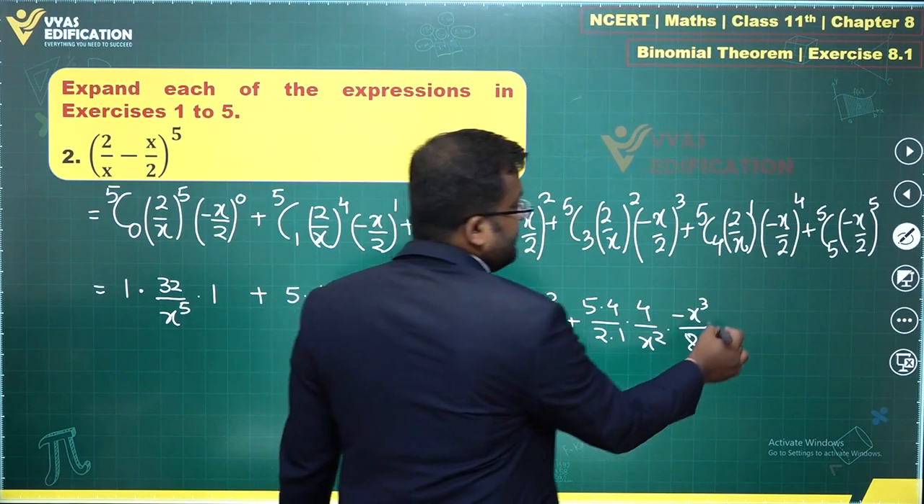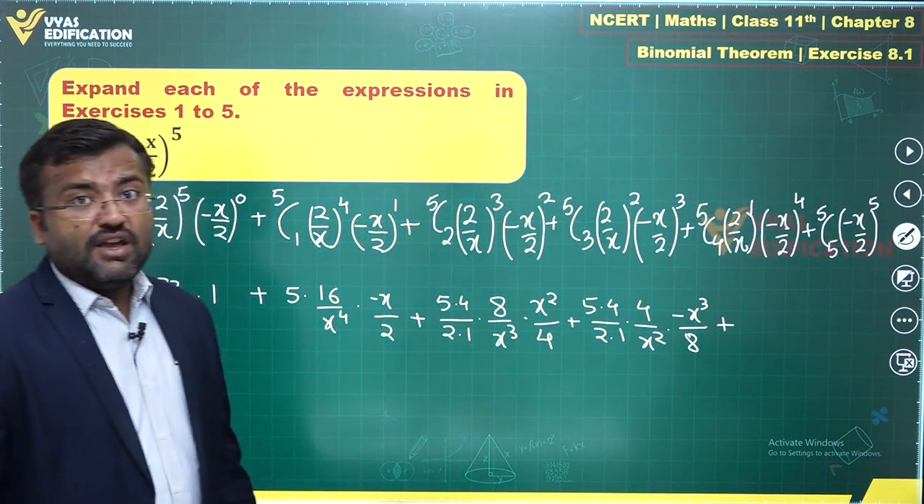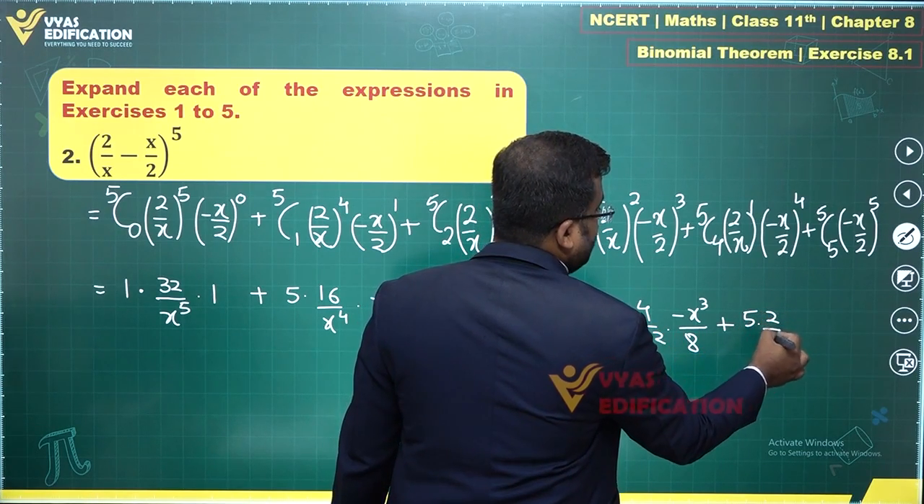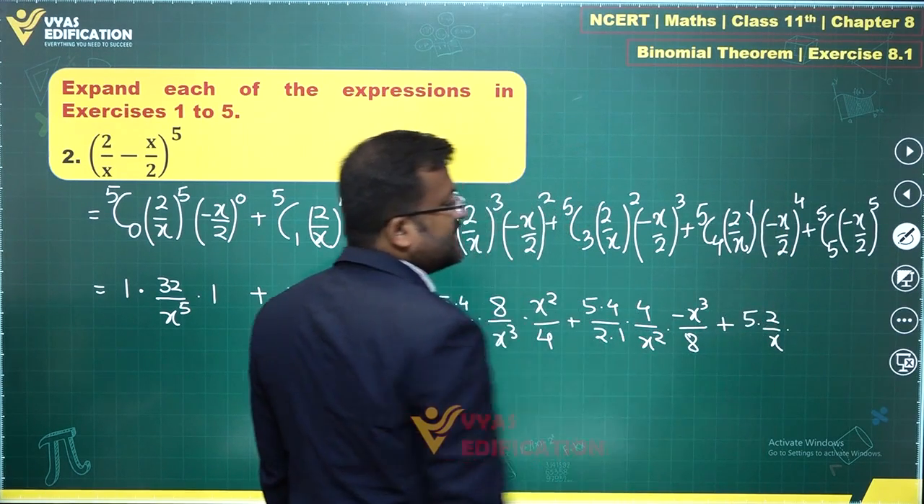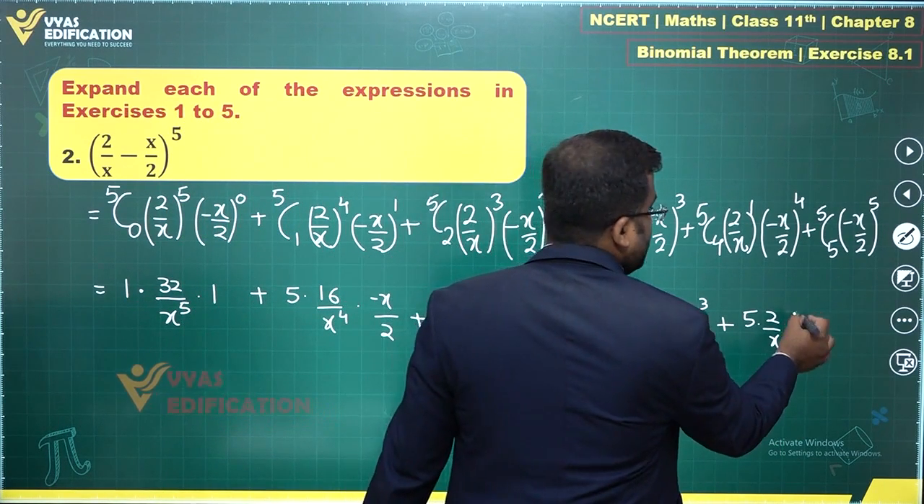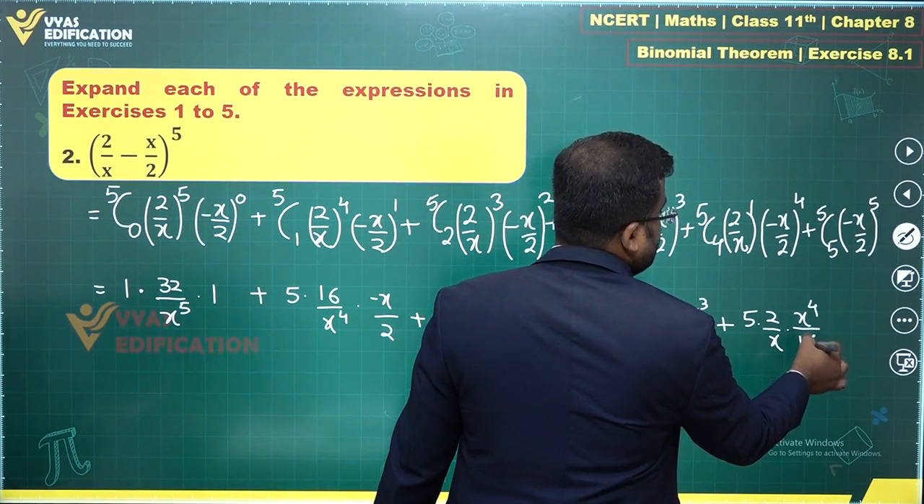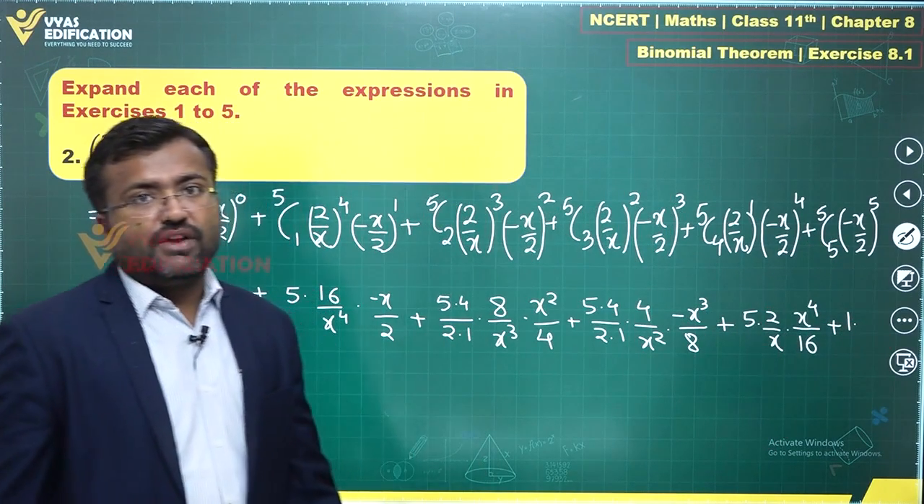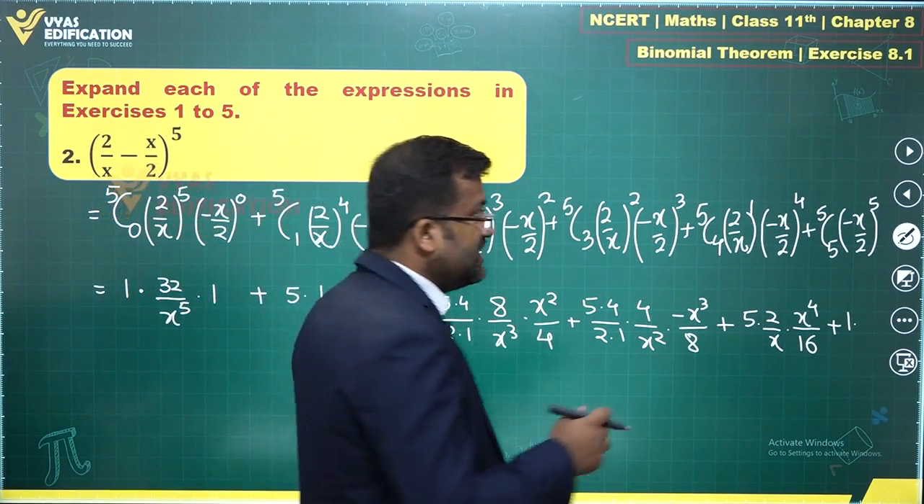What about the next term? 5c4. 5c4 is simply 5. And then you have a 2 by x in the product. Then you have minus x power 4 upon 2 power 4. Minus x power 4 will be x power 4 simply over 2 power 4 is 16. 5c5 is 1. What about minus x power 5? That is, there will be a minus remaining since it is odd power.